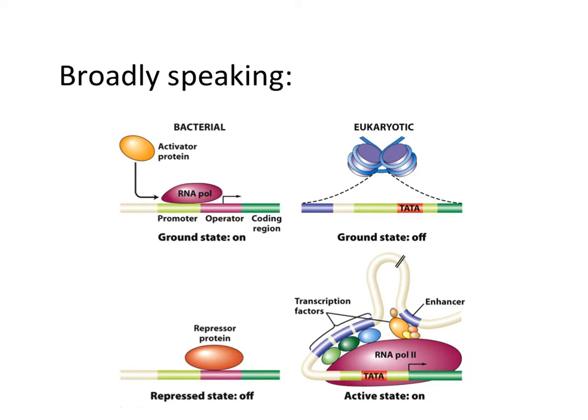The opposite is generally true of eukaryotes. Because we have chromatin, we have our DNA packaged into proteins, and so the ground state, the typical situation in a eukaryote, is not to have transcription unless something actively turns it on. And today we're going to talk about one of those elements that's involved in turning on transcription, the enhancer.